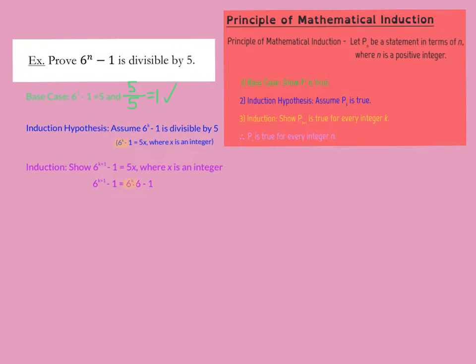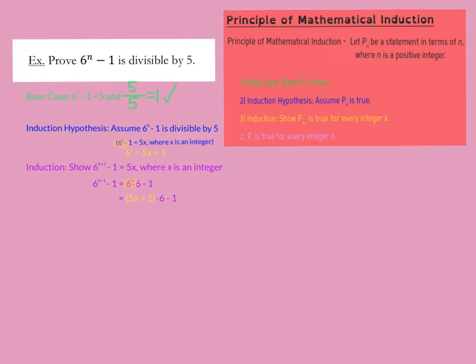But look at this. We have 6 to the power of k here, and we had a 6 to the power of k in our induction hypothesis. In fact, rearranging our induction hypothesis statement, we know that 6 to the power of k will equal 5 times x, where x is an integer, plus 1. This means we can go ahead and substitute this in for this 6 to the power of k. I'm going to go ahead and do that substitution here. So I now have 5x plus 1 times 6 minus 1.